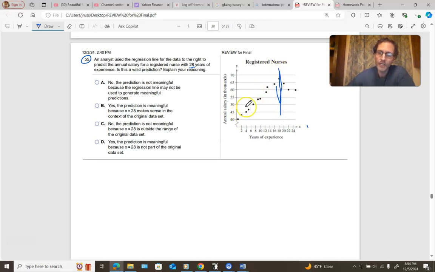This would be a pretty accurate model for predicting the salary of a registered nurse given his or her number of years of experience up to about 18 or 20. After that, it looks like this model kind of falls apart. So for this one, I'm going to go with C. It says no, the prediction is not meaningful because 28 is outside the range of the original data set.